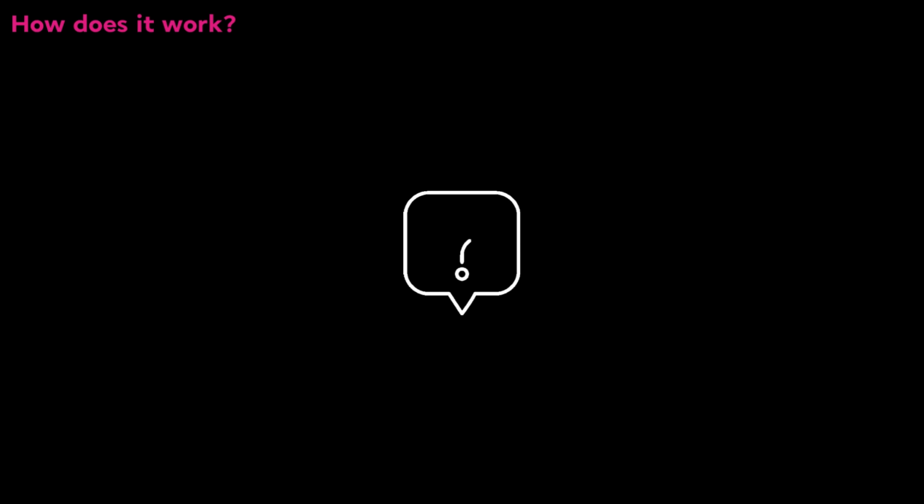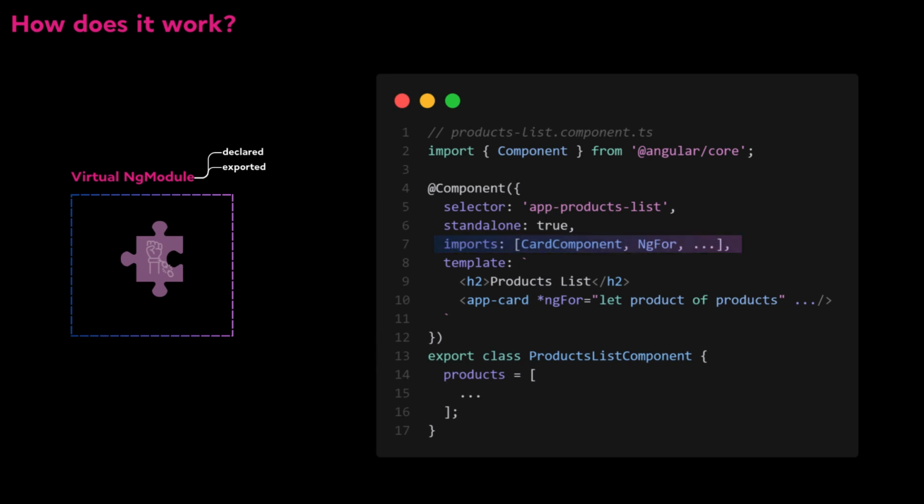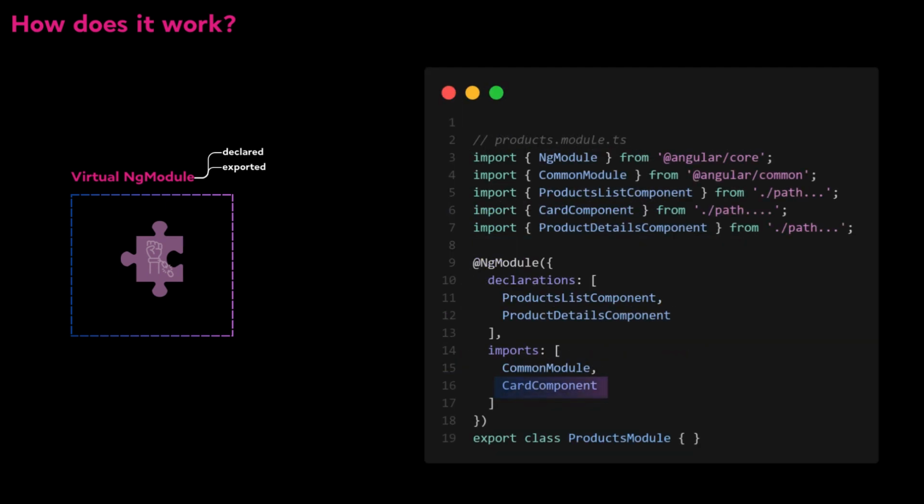Wondering how it works behind the scenes? Well, the magic lies in the virtual ng module created around each standalone component. That's why when importing a standalone component, we import it like we import a module in the imports array. We can't put them in the declarations array of any module, as a standalone component is already declared in its virtual ng module, and a component can only be declared in one and only one module.